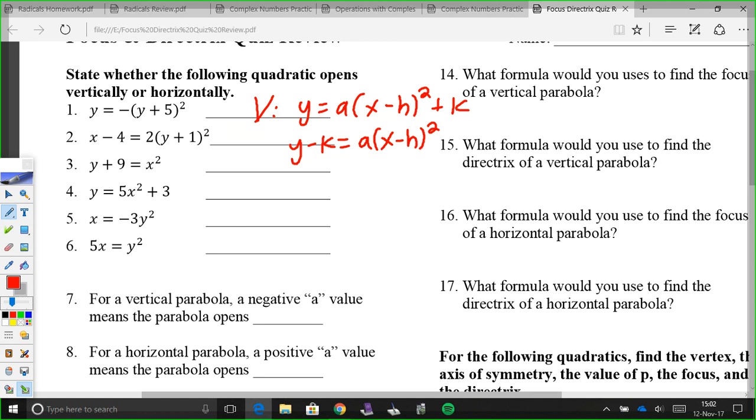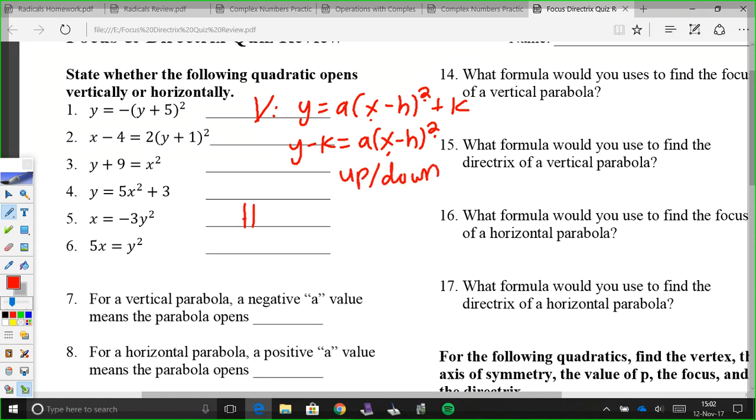Sometimes the k is on the left side, sometimes it's on the right side, but it's still pretty much the same thing. The main thing to point out is that the y is on the left here, and the x is in the parentheses that is being squared. So if the x is being squared, that's your sign that this is a vertical parabola. Again, a vertical parabola is a parabola that opens up or down.